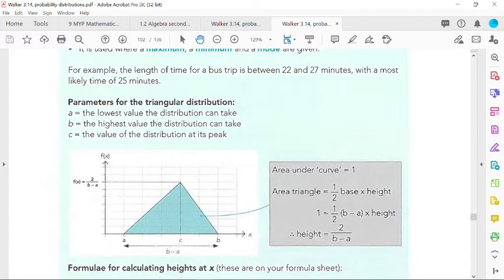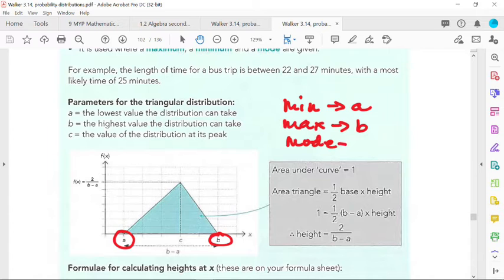Right? So here is an example of a triangular distribution. And they always use the same letters, and you need to make sure that you're using the same as well. The minimum value is always labeled A. So you see label A for the minimum value. The maximum value is always labeled B. So you see that's there. And the mode is always labeled C. So that's the highest point, which is right there.